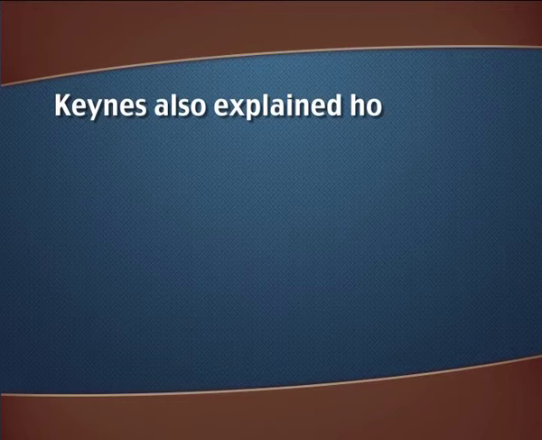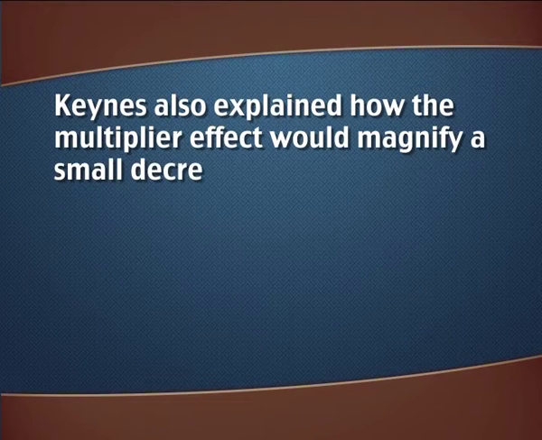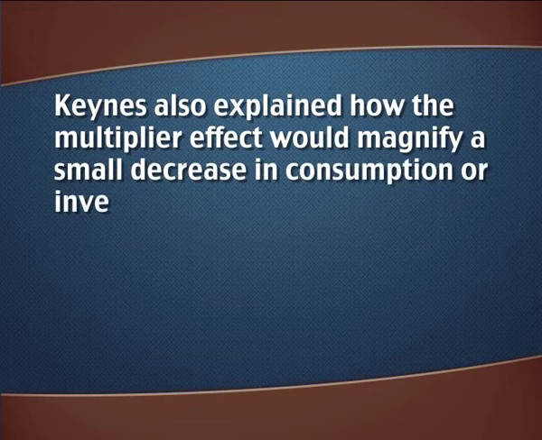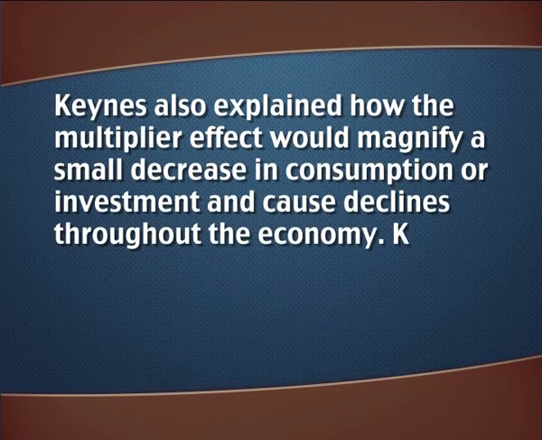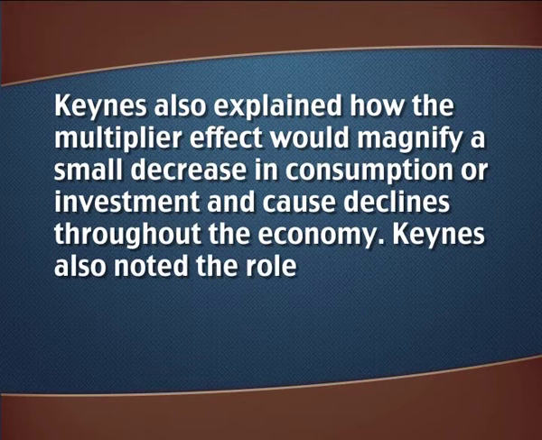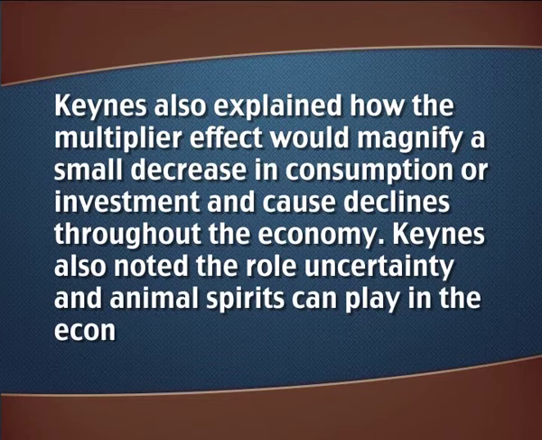Keynes also explained how the multiplier effect would magnify a small decrease in consumption or investment and cause decline throughout the economy. Keynes also noted the role uncertainty and animal spirits can play in the economy.